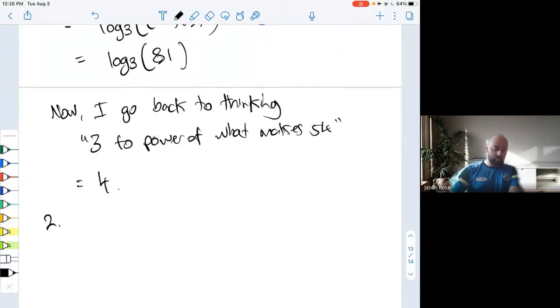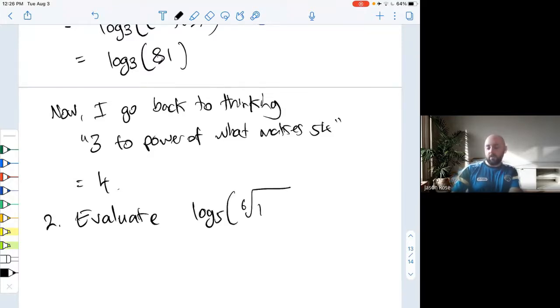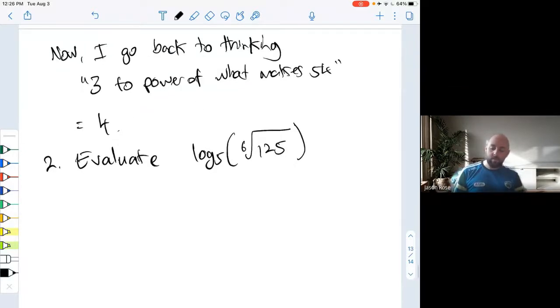What if I did another example? Let's say we have to evaluate log to the base 5 of the 6th root of 125. Again, I think 5 to the power of what makes this thing, but the 6th root of 125, I haven't got a clue what that would be. That could be anything. But there's a law that's going to help.